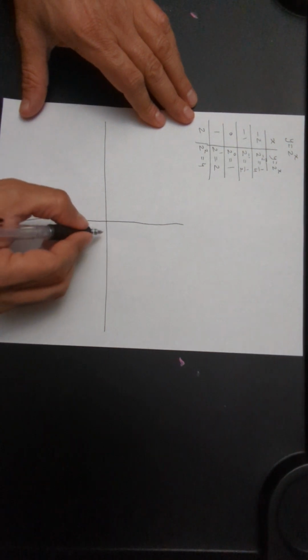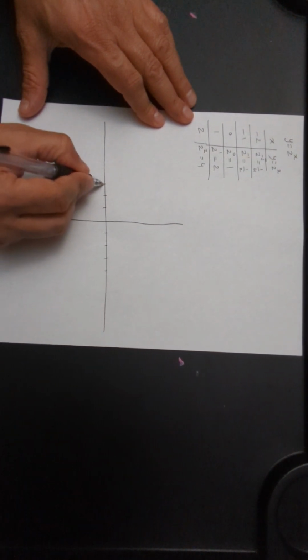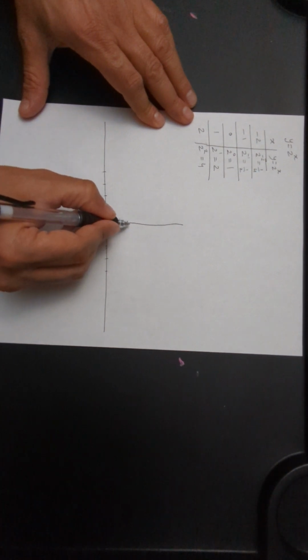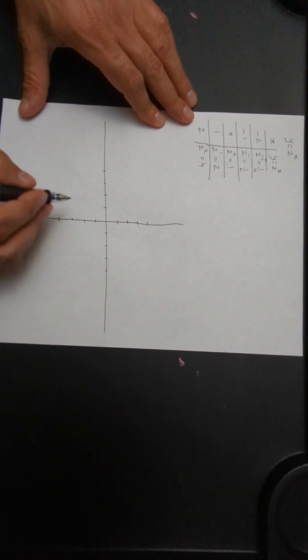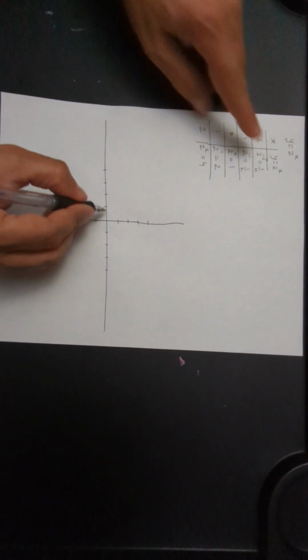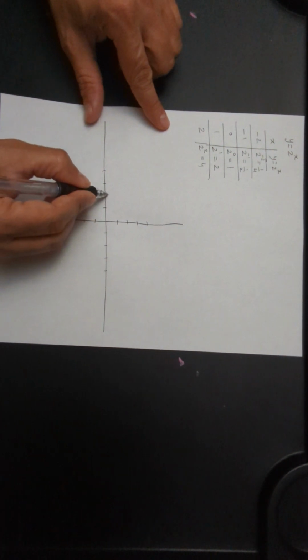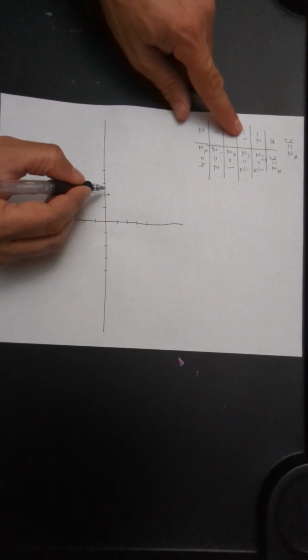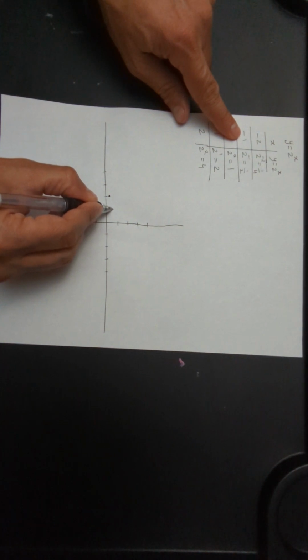Let's see. So 1, 2, 3, 4. So let's just make some points. -2 goes to 1/4. This is 1/2 and 1/4, so it's probably going to be here. -1 goes to a half.